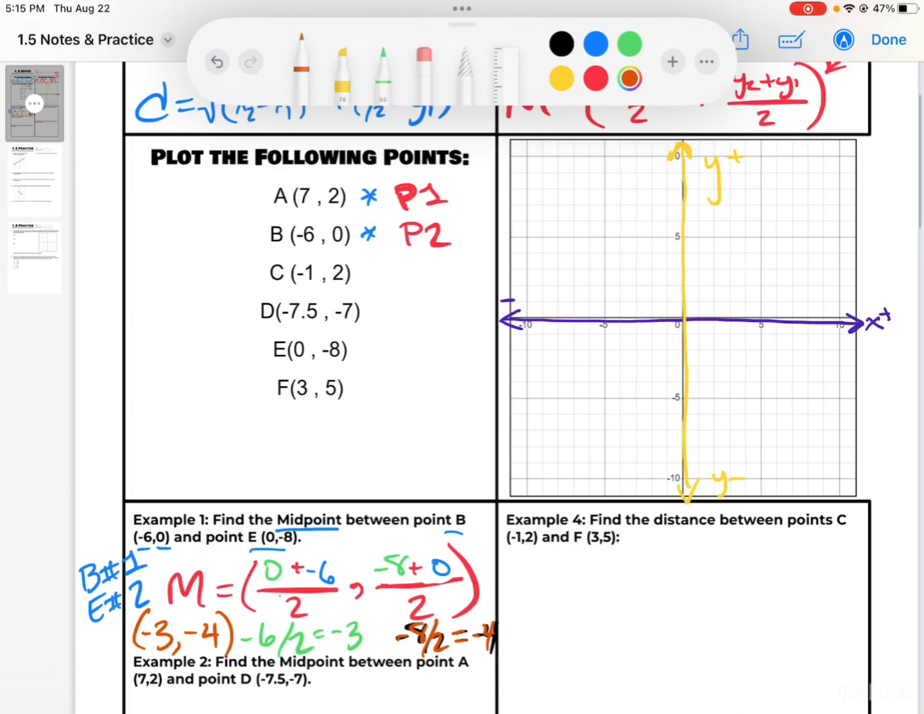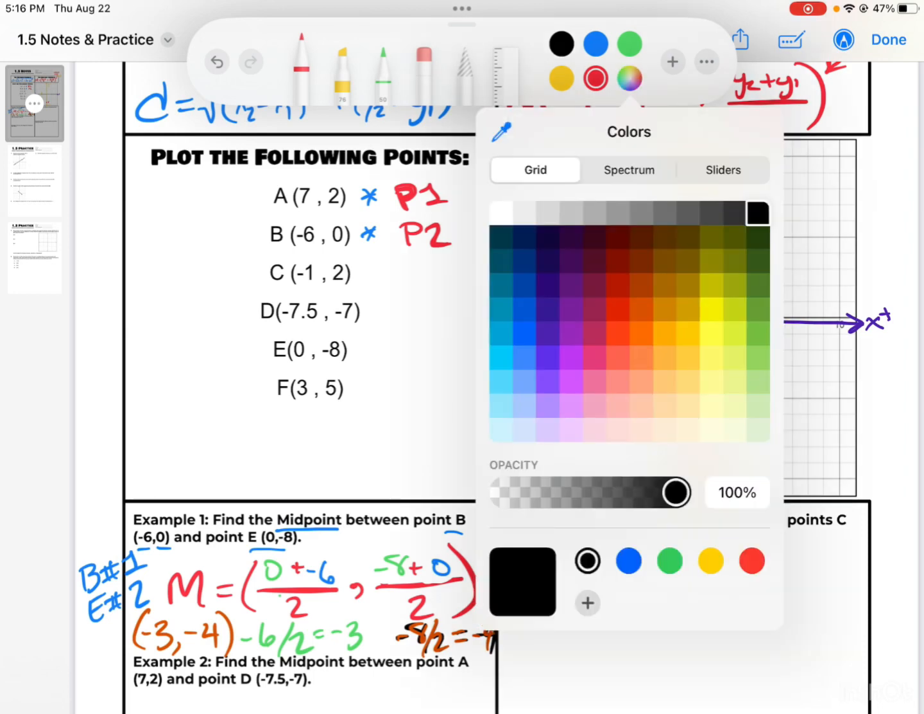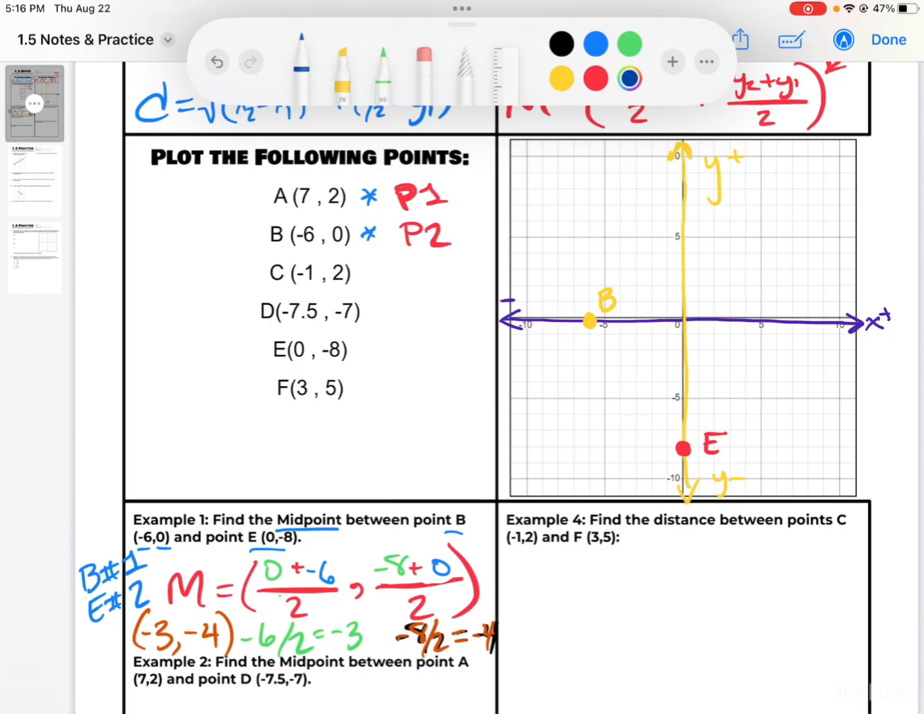So what that means is if I were to go up and graph these points, all right, B is -6, 0. So I'm going to make that point right there. And point E is 0, -8. So way down here.